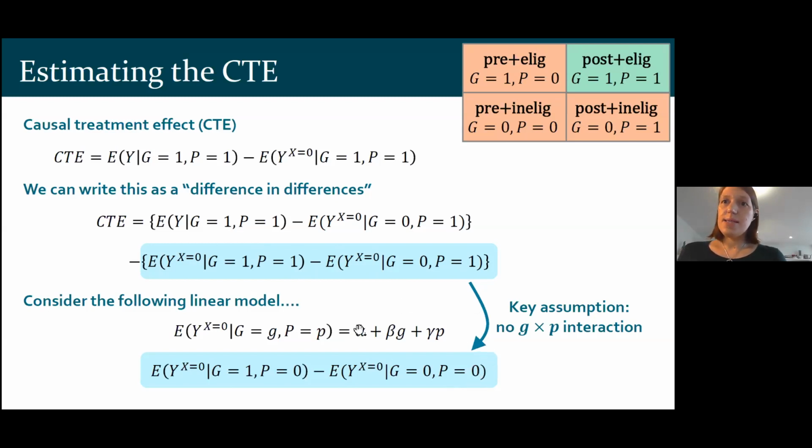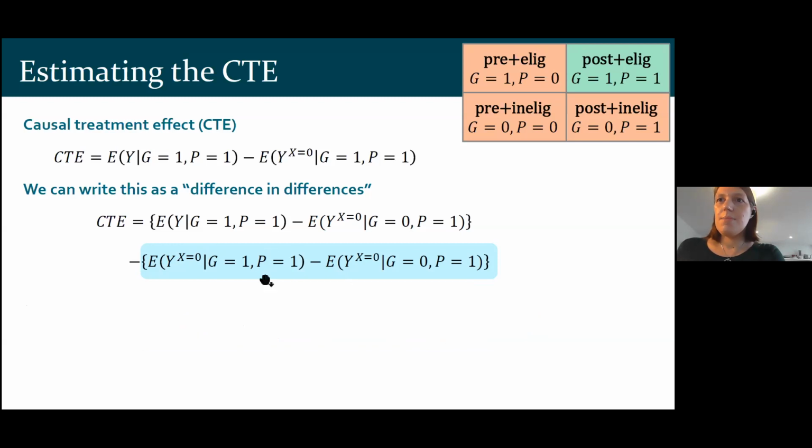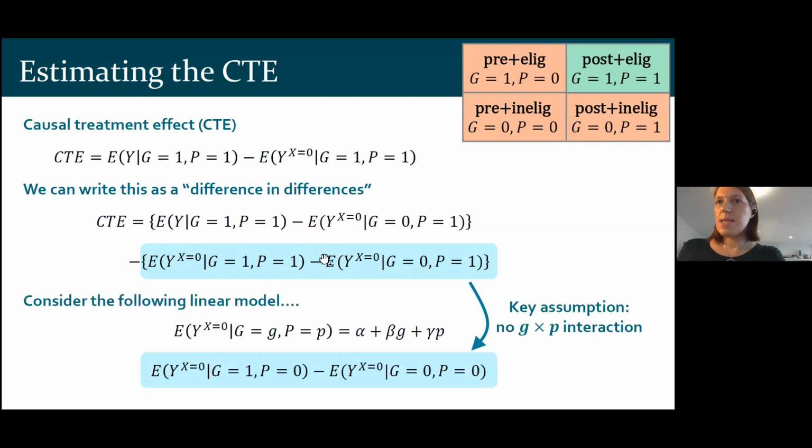A key assumption here is that in this linear model, there is no G by P interaction. So the effect of genotype on the outcome does not vary in these two periods. I probably should have said before, going back up to here, we cannot estimate this first term for the same reason that we've discussed earlier. We don't have any people in this G equals 1, P equals 1 group where they were untreated. And so that's why we're going through this procedure, to use a trick and an assumption, which is no G by P interaction, that enables us to write this expectation, replacing P equals 1 by P equals 0.